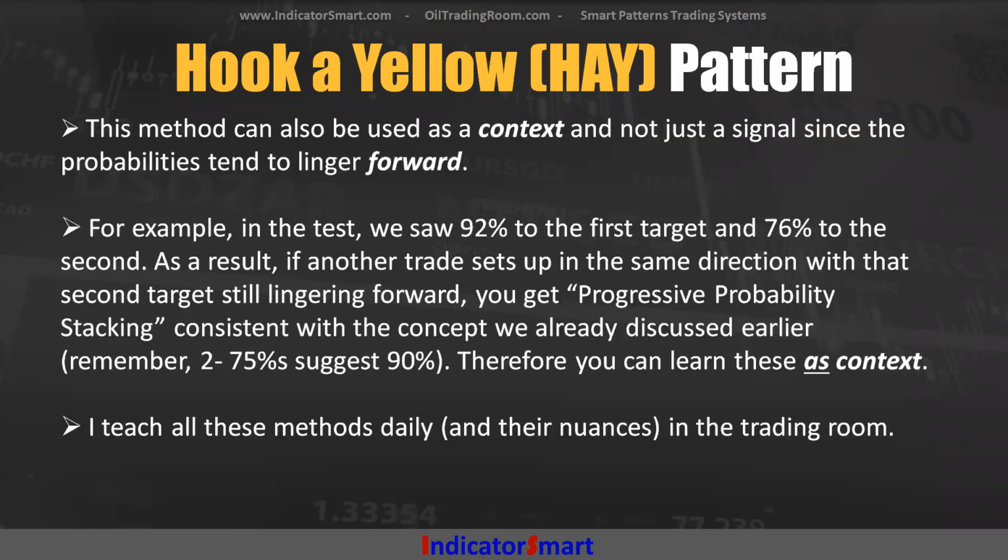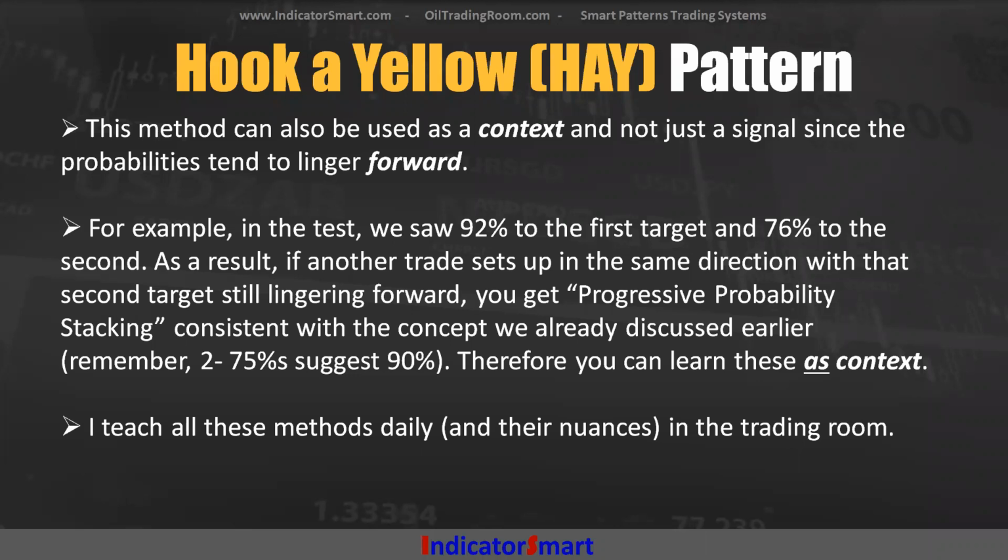So I can also use this kind of method as a context and not just as a signal, since the probabilities tend to linger forward. What do I mean by that? Well, for example, in the test that we just looked at, we saw 92% to the first target and 76% to the second target.